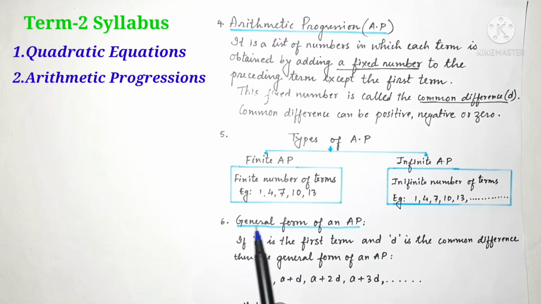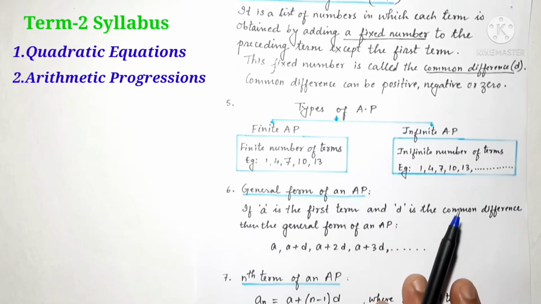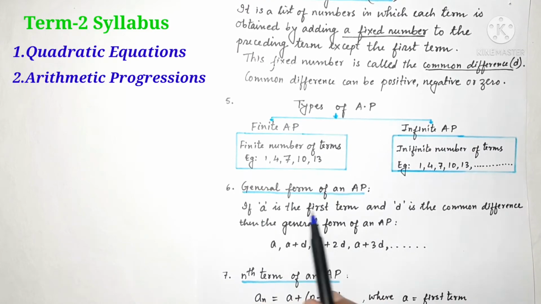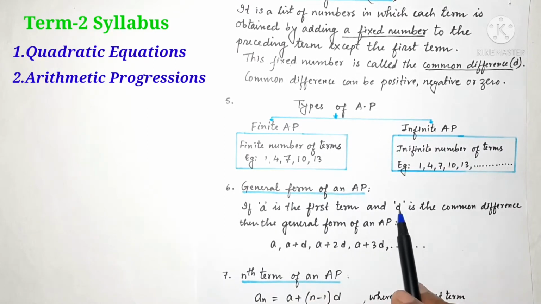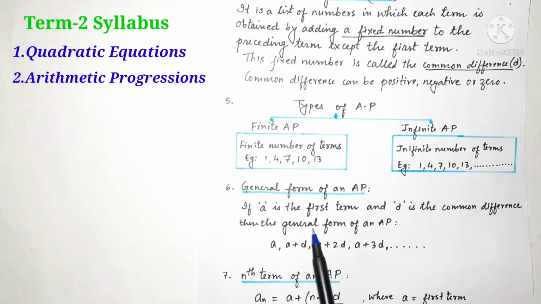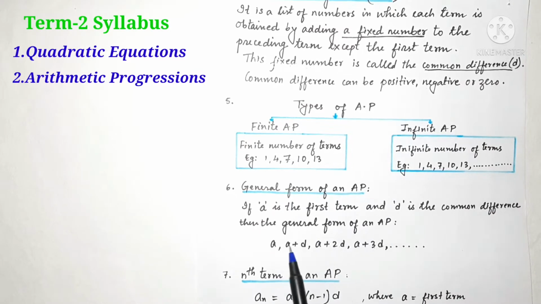Sixth topic, what is the general form of an AP? If I take A as the first term and D common difference, then the general form of an AP will be A, A plus D, A plus 2D, A plus 3D and so on.